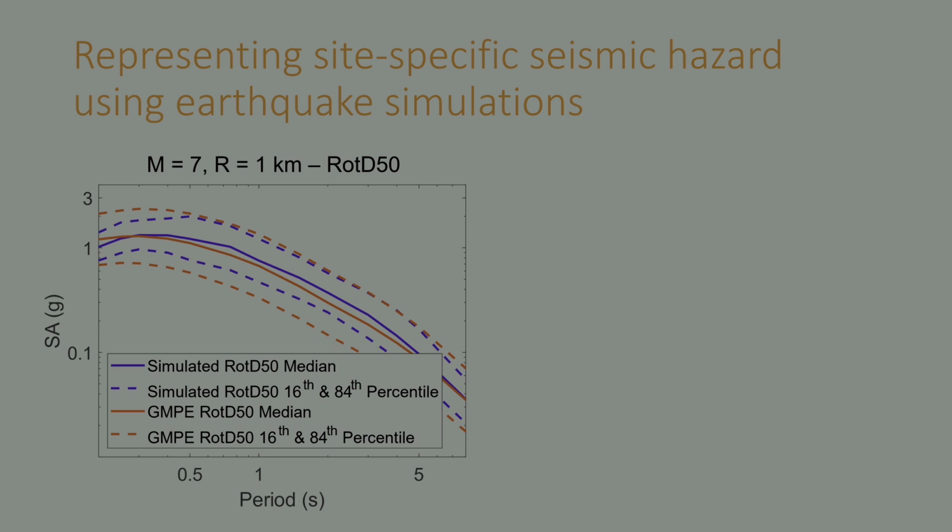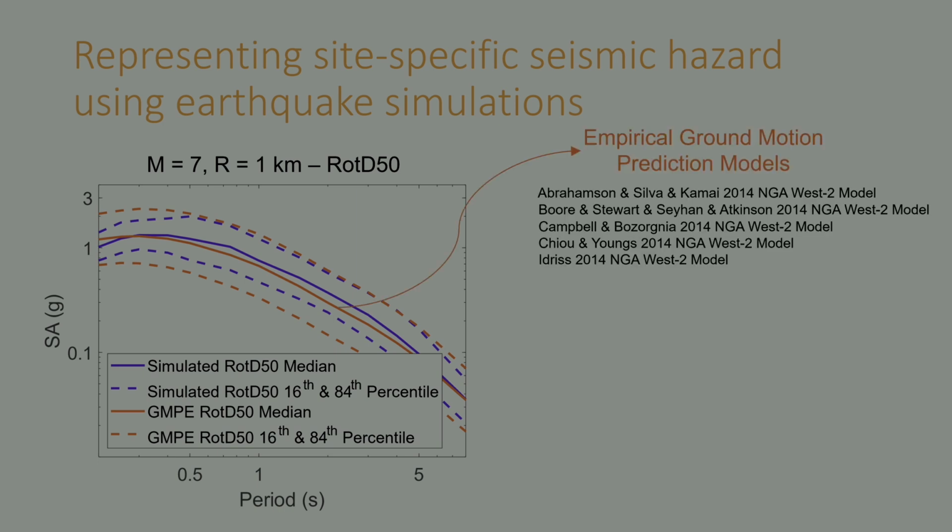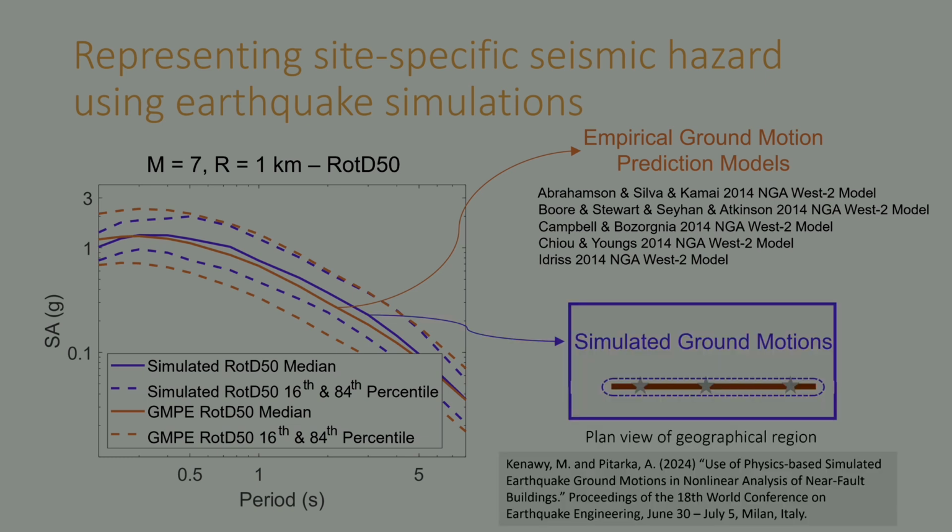Now, the tougher challenge is, can we actually use simulated ground motions to represent site-specific seismic hazard? What we're looking at here is a RotD50 representation, an orientation-independent representation of seismic hazard at a site for magnitude 7 and distance 1 kilometer again. The red is the representation from the empirical ground motion prediction equations, whereas the blue is coming from simulated ground motions.